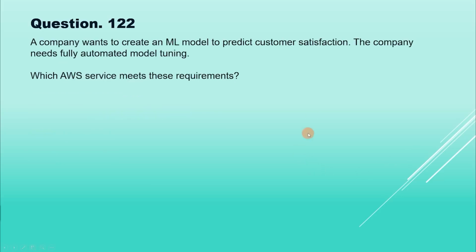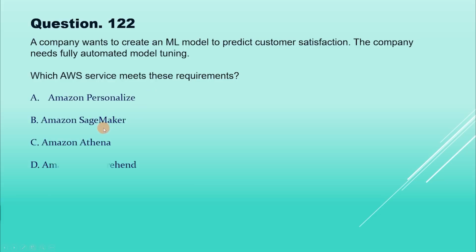Now question number 122. A company wants to create an ML model to predict customer satisfaction. The company needs fully automated model tuning. Which AWS service meets these requirements? Here are the options. Option A, Amazon Personalize. Option B, Amazon SageMaker. Option C, Amazon Athena. Option D, Amazon Comprehend. So try to guess the correct answer.